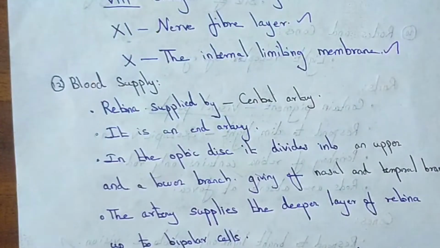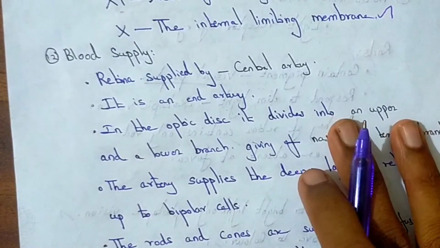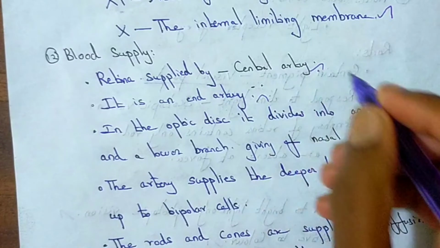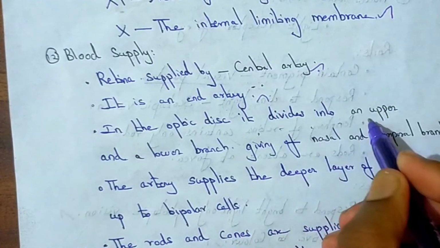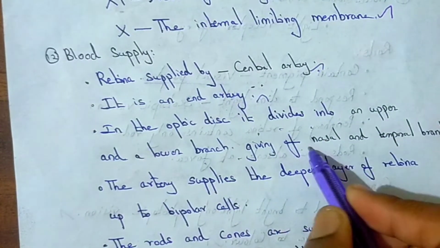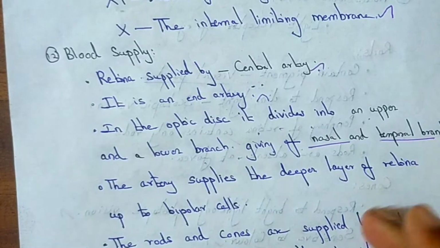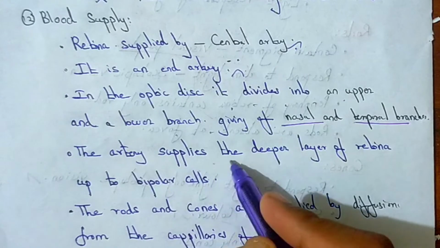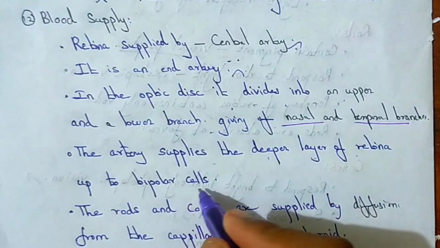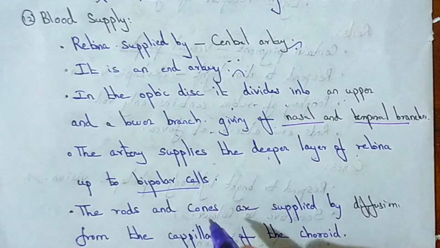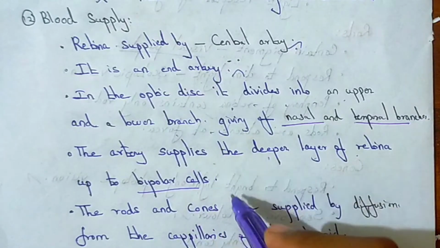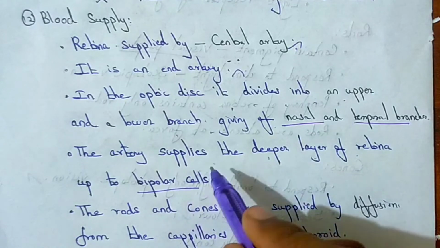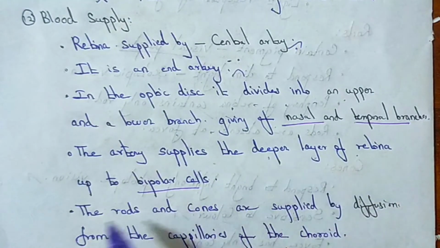Okay, now let's see here. Blood supply. The retina is supplied by the central artery, which is an end artery. In the optic disc, it divides into an upper and lower branch giving off nasal and temporal branches, as I said earlier in that picture. The artery supplies the deeper layer of the retina up to the bipolar cells. There are 10 layers of retina. It supplies up to the bipolar cell layer.